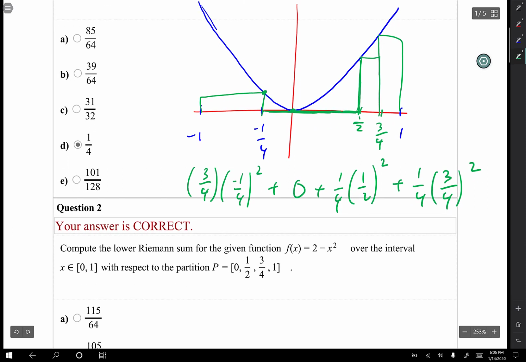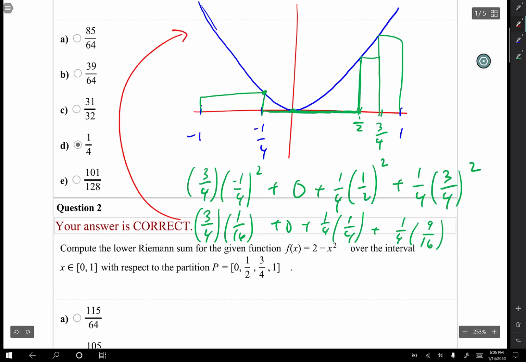Alright, here we go. So 3/4 times 1/4 squared. When I square that, guys, 3/4 times 1/16 plus 0 plus then 1/4 times 1/2 squared is going to be 1/4 plus 1/4 times 9/16. I'm going to come up here, guys, to finish this deal off. 4 times 16, let's see, 16 plus 16 is 32, and then another 32 is 64.